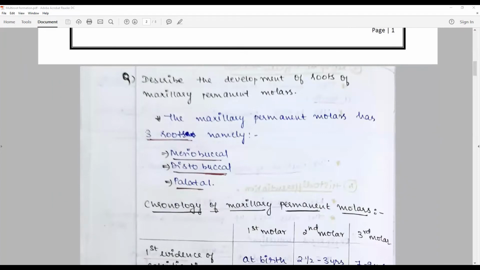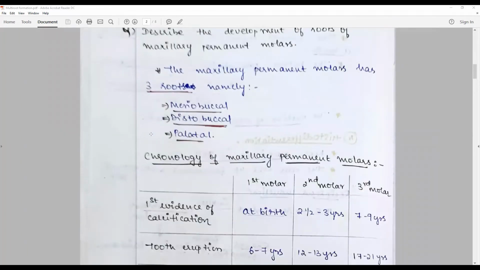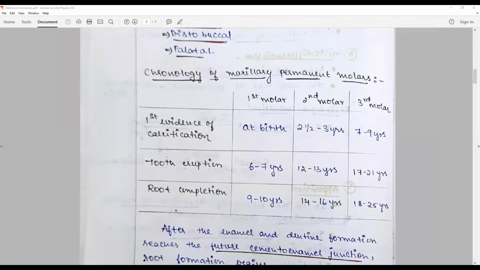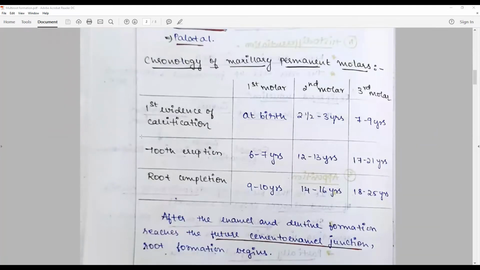So technically, thus the candidate begins. The maxillary permanent molars has 3 roots: mesiobuccal, distobuccal, and palatal. And we have the chronology that the candidate has described. So this gives an aura to indicate that the candidate knows the subject what he is talking.